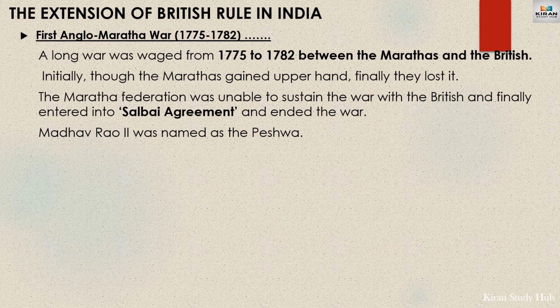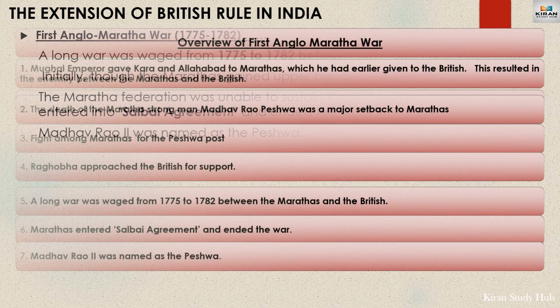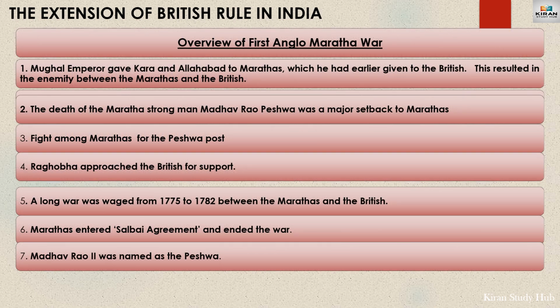Now let us study the course of the First Anglo-Maratha War. The First Anglo-Maratha War was fought between the Marathas and the British. Initially, the Marathas had the upper hand, but finally the Marathas lost in the battle. Finally, the Maratha Federation signed the Salbai agreement and ended the war. And lastly, Madhav Rao II too was named as the Peshwa. This slide gives you the overview of the First Anglo-Maratha War.